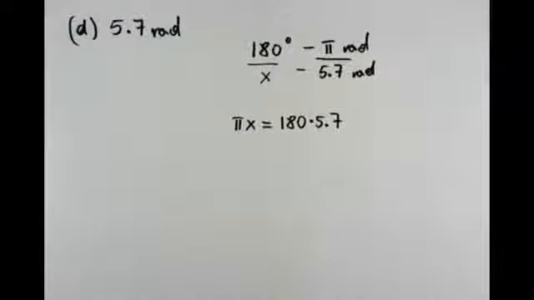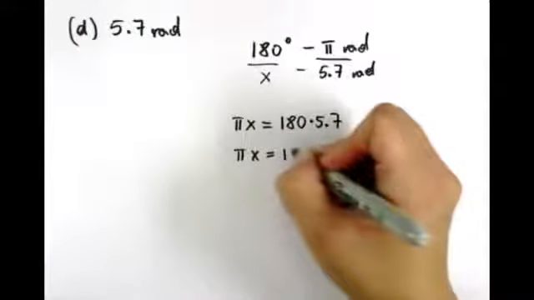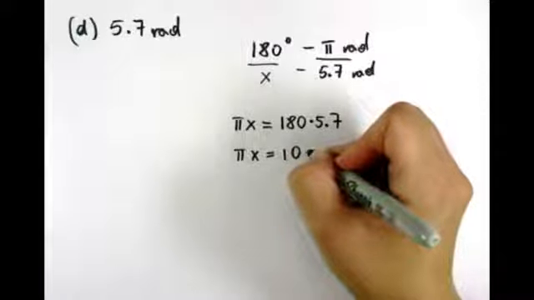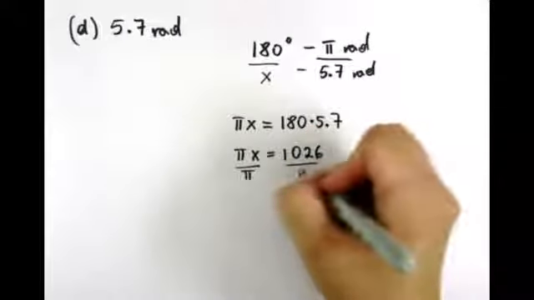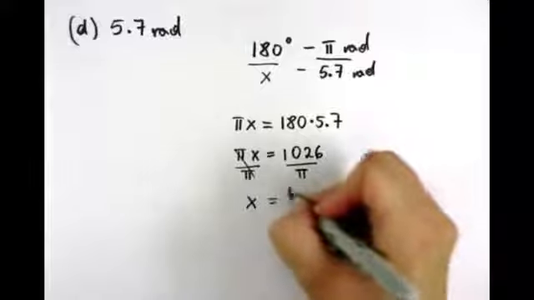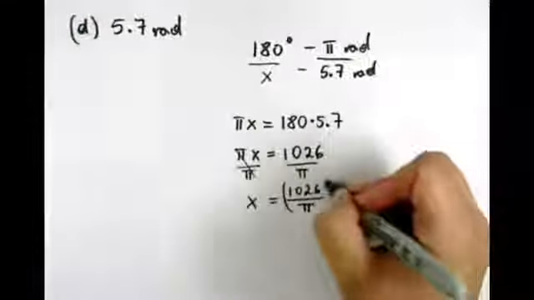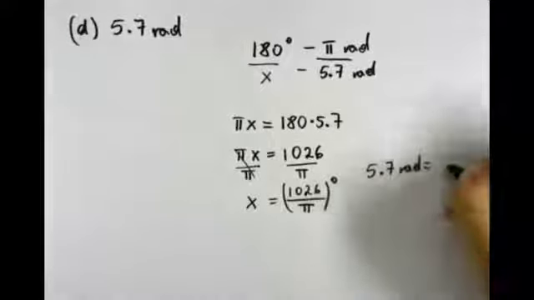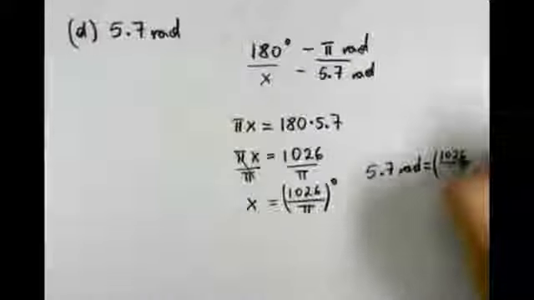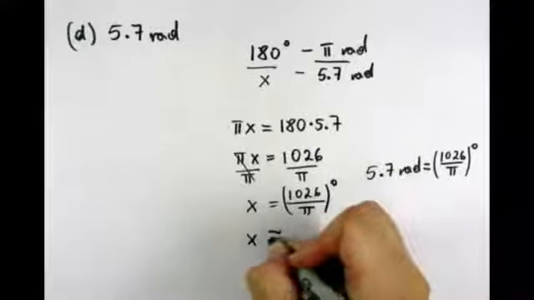So I have 180 times 5.7, so pi x is equal to 1026. Now we need to divide by pi. Divide by pi. This cancels out. So my x is 1026 over pi, and that would be in degrees. So we can say that 5.7 radians is nothing else but 1026 over pi degrees.